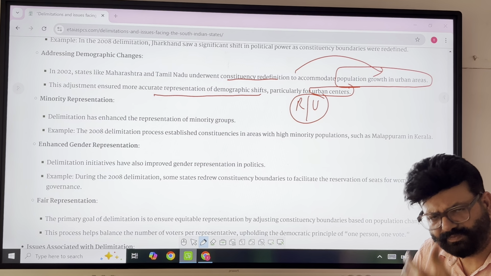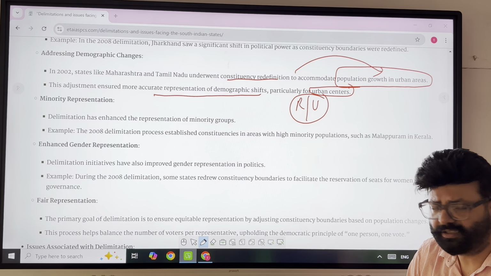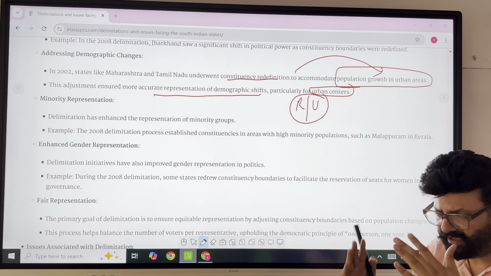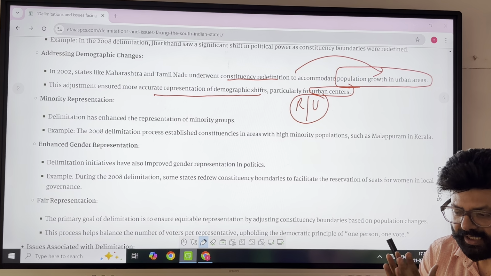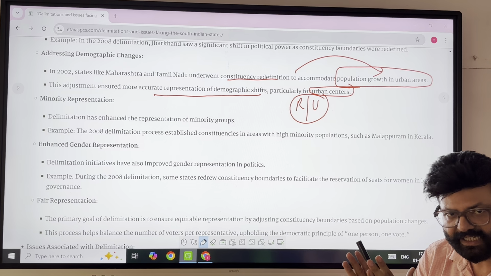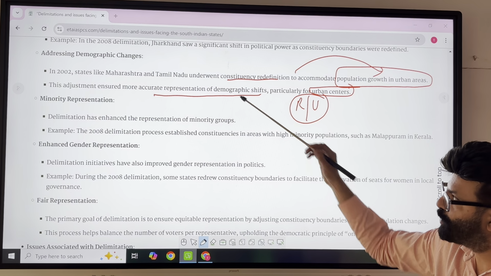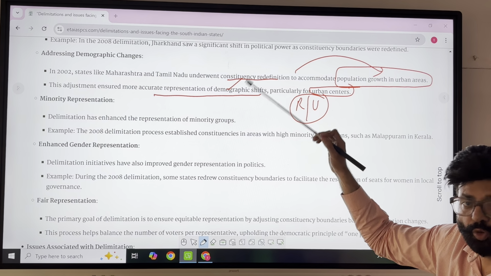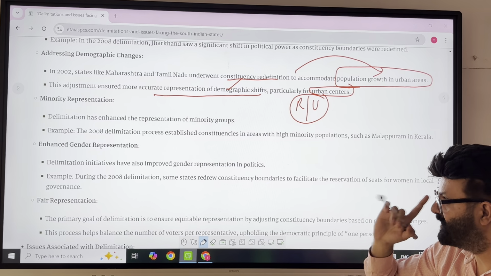So this is what Maharashtra and Tamil Nadu did, and they saw that compared to the rural areas, the urban population was more, so representation should be more towards the urban areas rather than the rural areas.